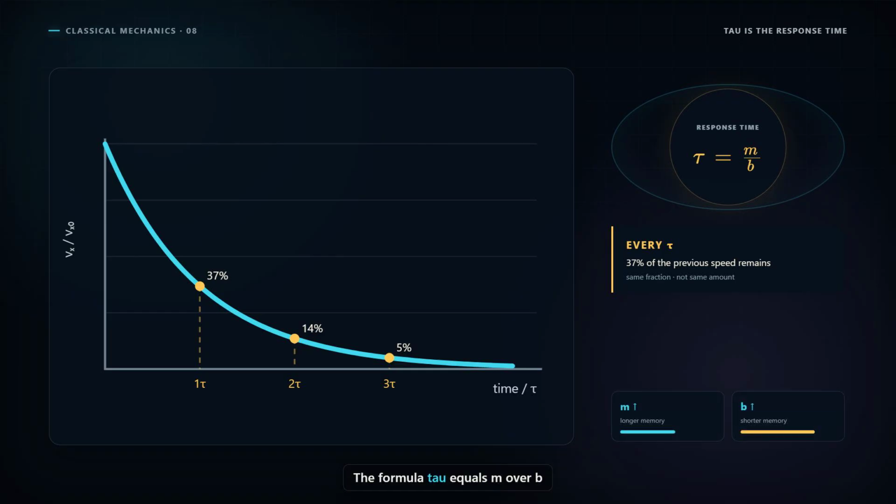The formula tau equals m over b also predicts how the object will respond. More mass means more inertia and a longer memory of the initial speed. A larger drag coefficient means stronger resistance and a shorter memory. On the graph, changing vx0 stretches the curve vertically. Changing tau stretches it horizontally. Tau tells us how long the sphere remembers how it started.